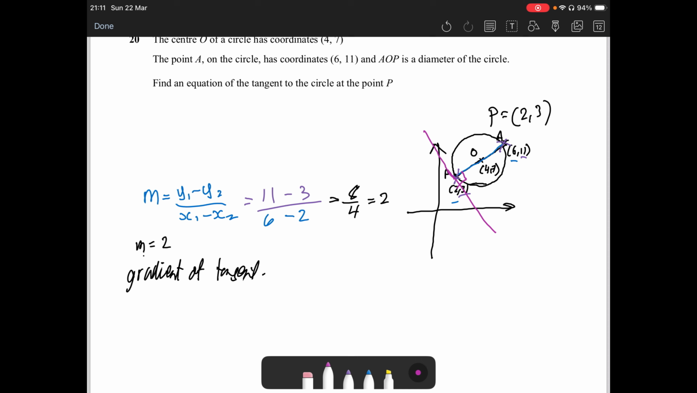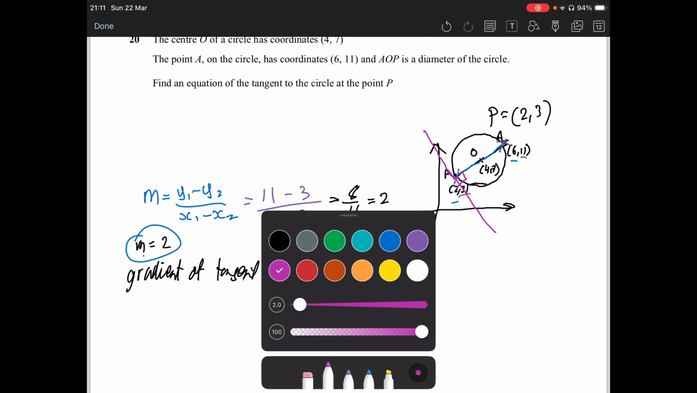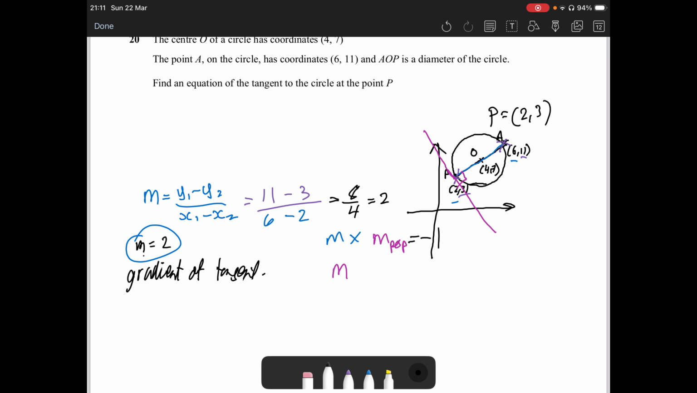So remember, you've got M. So if I say this was my earlier gradient, M times, and if it's perpendicular, M perpendicular, any 2 lines that are perpendicular, their gradients always multiply to -1. So we can say that 2 times my perpendicular value M, which is the perpendicular gradient, is -1. Hence, the gradient I want, the gradient of the tangent, is -1/2, right?